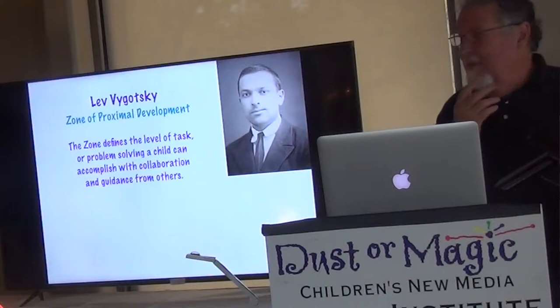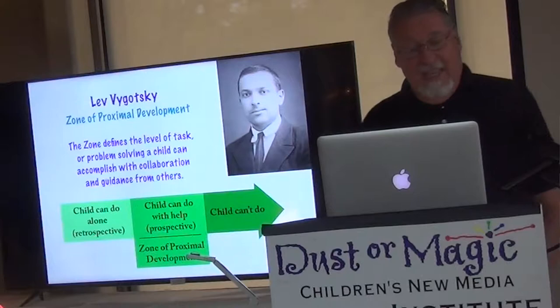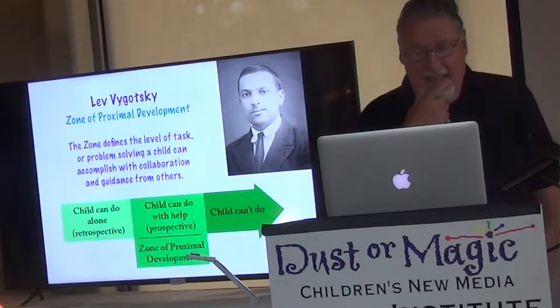But the zone, as Warren said, defines the level of task or problem that a child can accomplish with collaboration or guidance with others. The chart often looks like this, with what they can't do on one side, what they can do alone, and then what they can do with somebody else. And the zone, I believe, is the place where almost all learning in interactive media takes place.